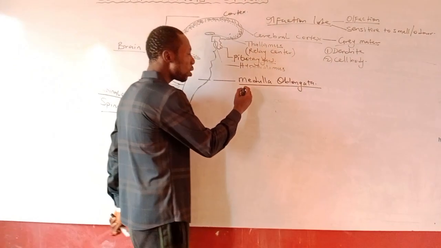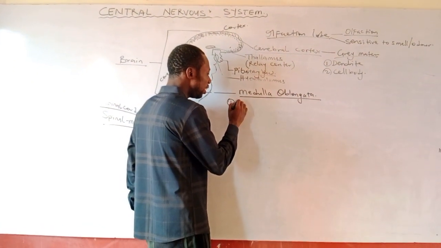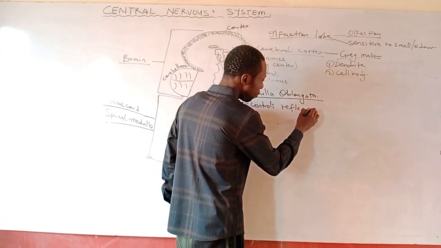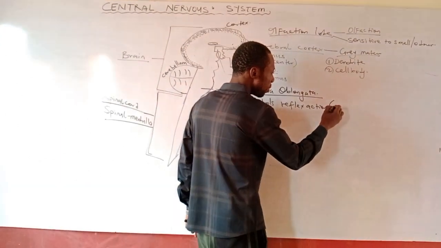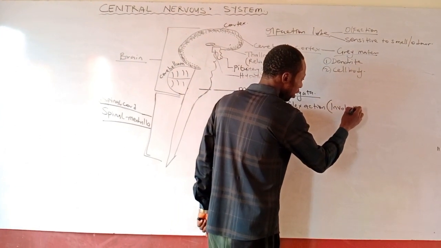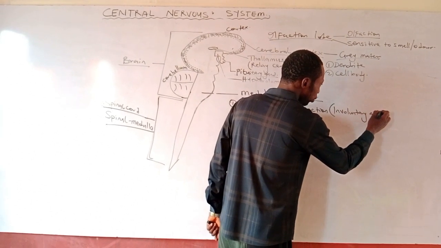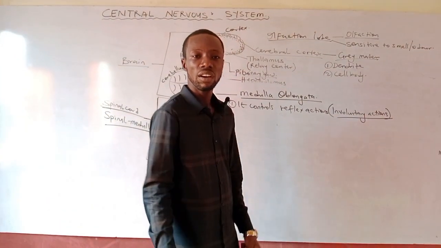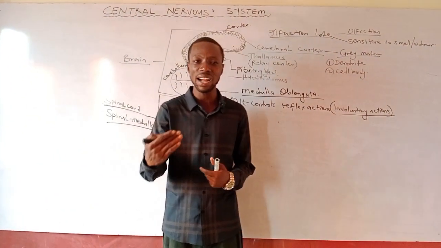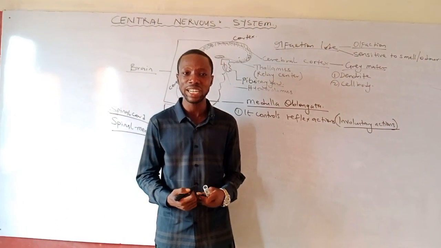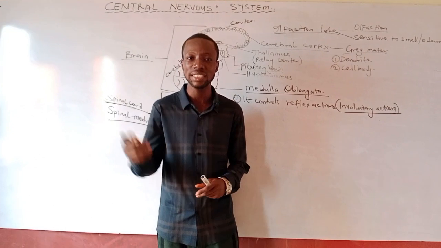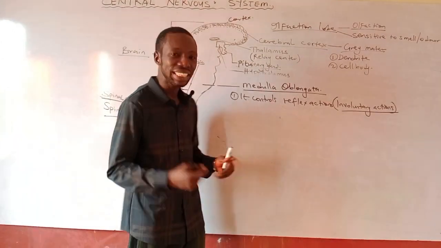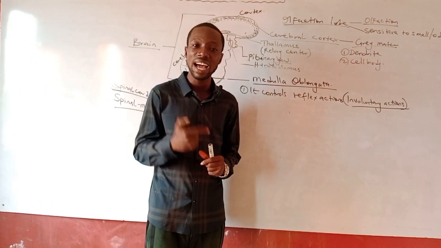So here the medulla oblongata, the function is that it controls reflex actions, or you can say involuntary actions. What are these reflex actions? Reflex actions, or the involuntary actions, are actions you can't control by yourself, actions you can't start or stop by yourself. So the medulla oblongata is the center for reflex actions.